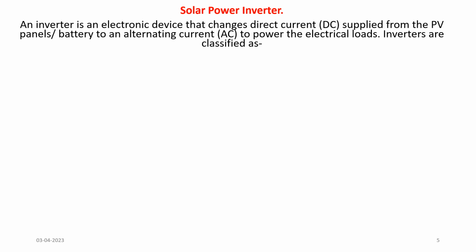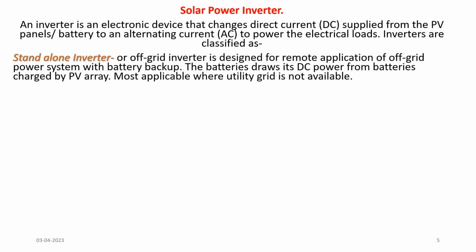It changes direct current supplied from the PV batteries to an alternating current to power electrical loads. Inverters are classified as standalone inverters, also regarded as off-grid inverters. They are designed for remote applications of off-grid power systems with battery backup.